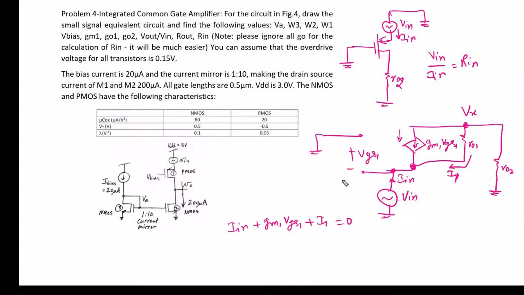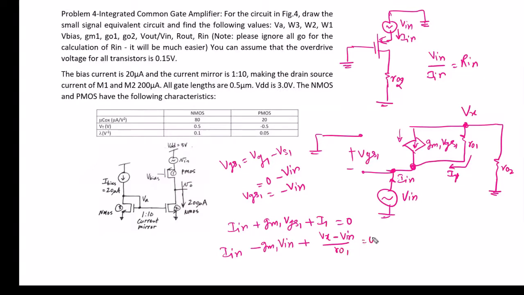From the input side, what we can see is VGS1 is VG1 minus VS1, where VG1 is 0 and VS1 is V. So we can write VGS1 as minus V. So now we can write I minus GM1 V, and I1 we can write as Vx minus V divided by RO1 equal to 0. So let's say this is our first equation.